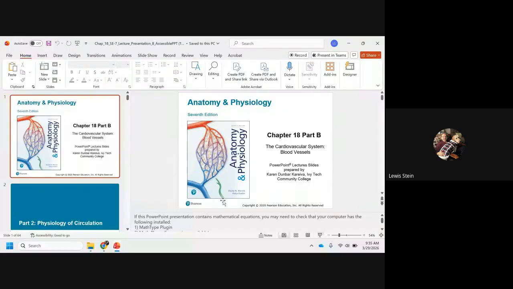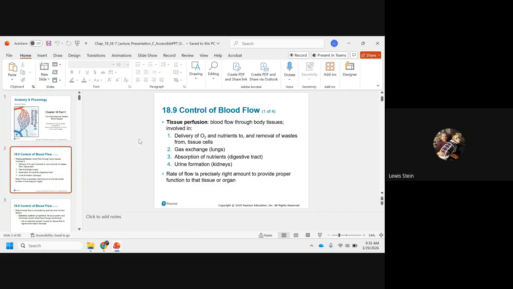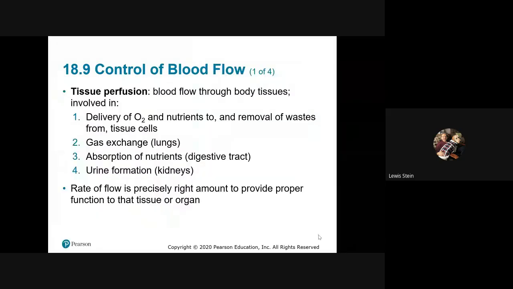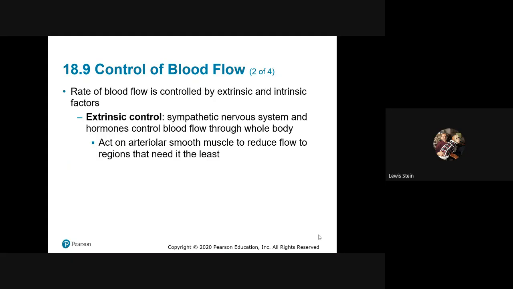So that concludes that particular part of the PowerPoint, and we're doing okay. And again, this really just deals limitedly with the idea of perfusion: delivering oxygen and nutrients, removing waste from cells, gas exchange, absorbing, urine formation. All of these things need to ensure perfusion, and all the things we've discussed in this presentation are about making sure it gets there.